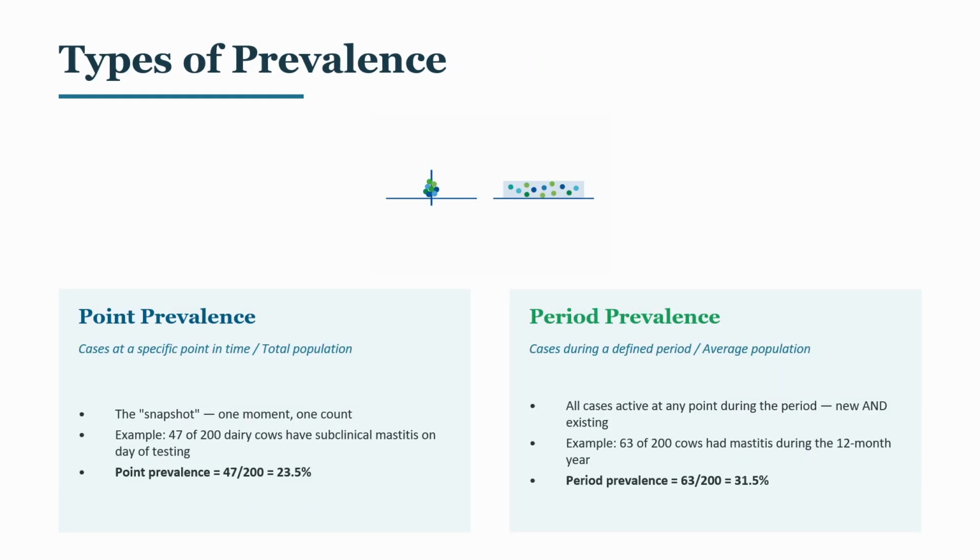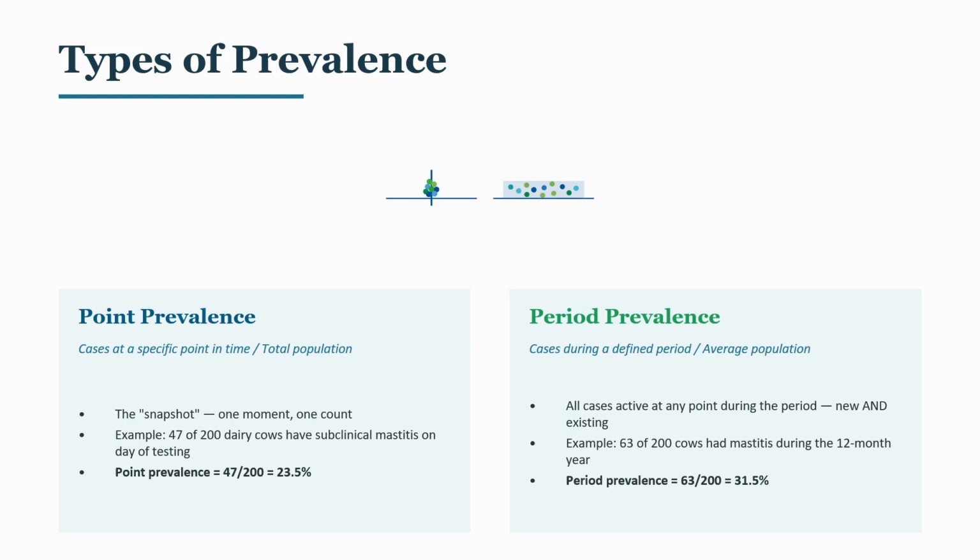Prevalence comes in two flavors, and specifying which one you mean is not optional if you want your numbers to be interpretable. Point prevalence is the true snapshot. You count all cases at a single defined moment. You walk through a herd on March 15th and culture every cow for subclinical mastitis. 47 of your 200 cows are positive. Point prevalence is 47 divided by 200, which is 23.5%.